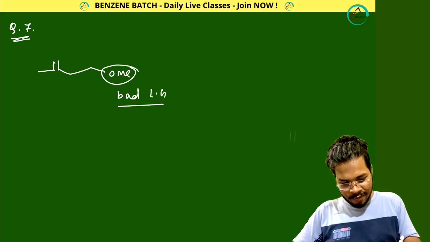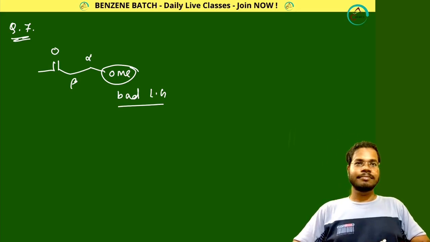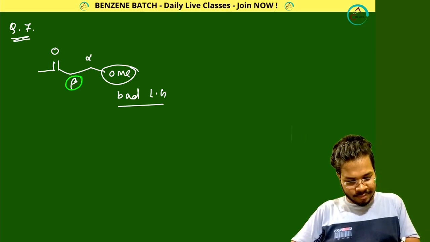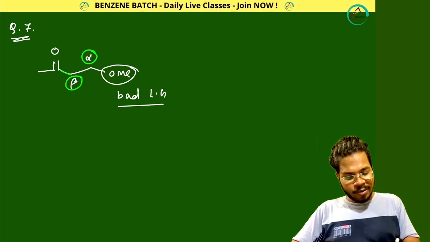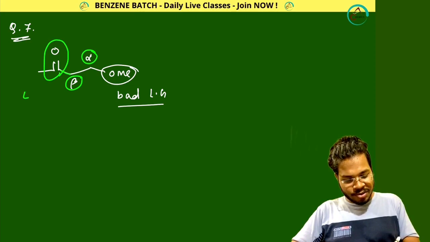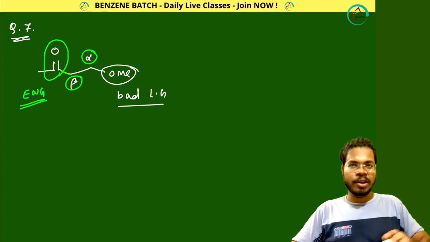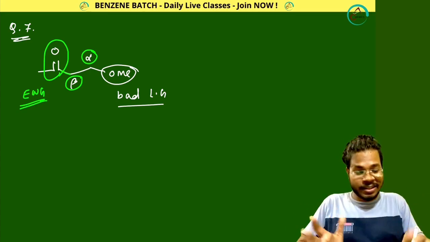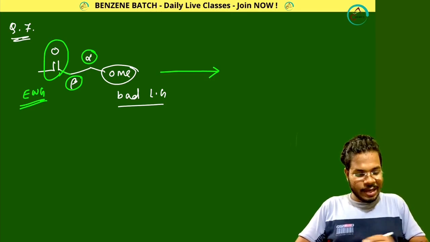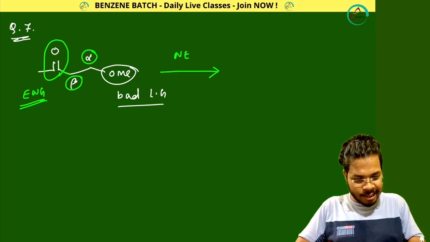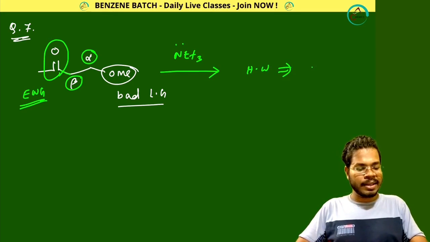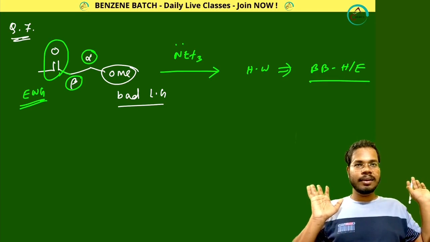Bad leaving group, alpha carbon, beta carbon. This is your alpha, this is your beta carbon, right? With the beta carbon you are having electron withdrawing groups attached. So because it is an electron withdrawing group, you can do the same thing with the base. Consider the base is your NEt3 base. It is your homework, send it to the benzene batch.